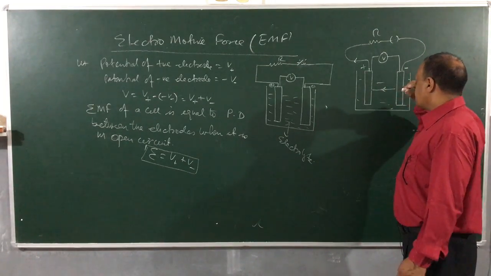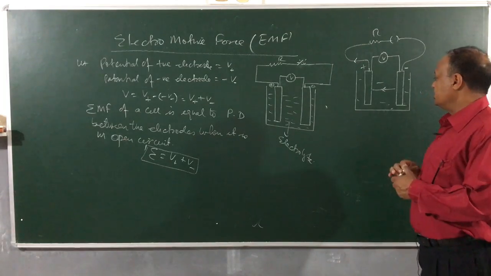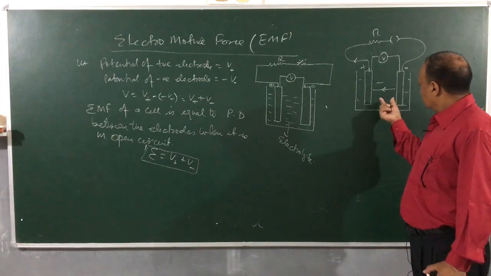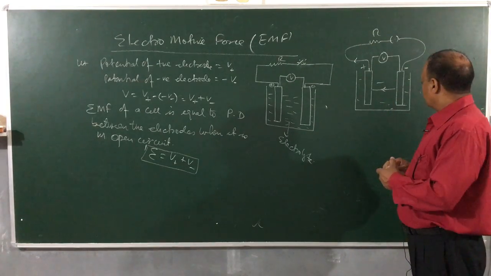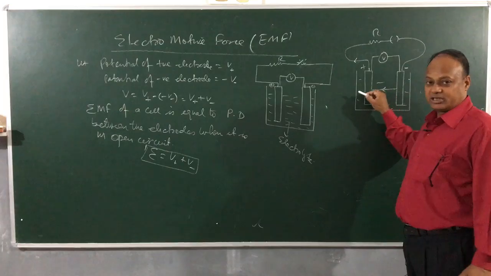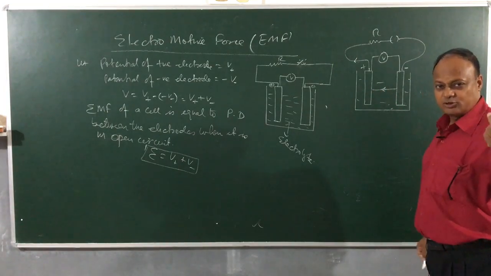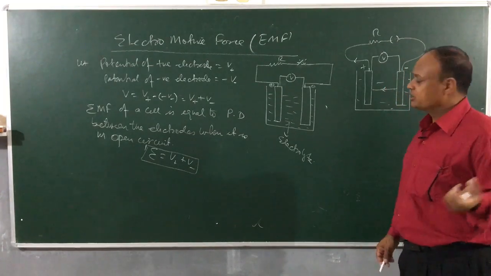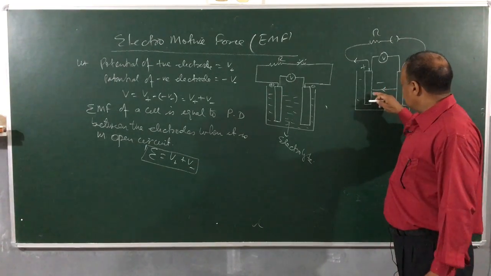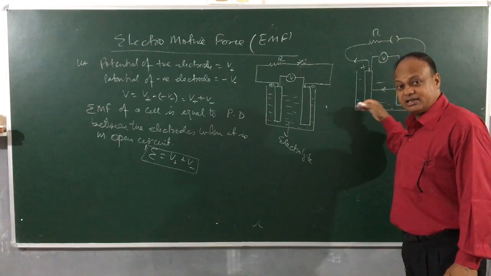Now, in this case, you can see that the cell has to supply extra energy for driving current through the electrolyte, because the electrolyte is having some solution which will consist of atoms, will contain what? Ions, will contain some molecules. So, the current will travel from the negative to the positive terminal of the battery inside the electrolyte.